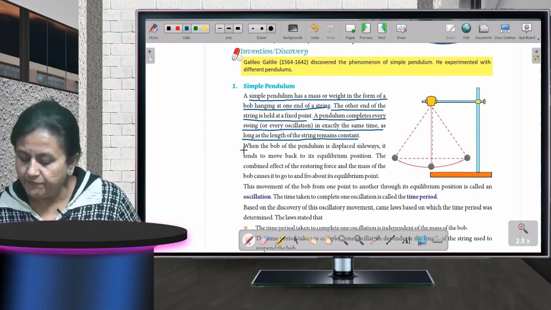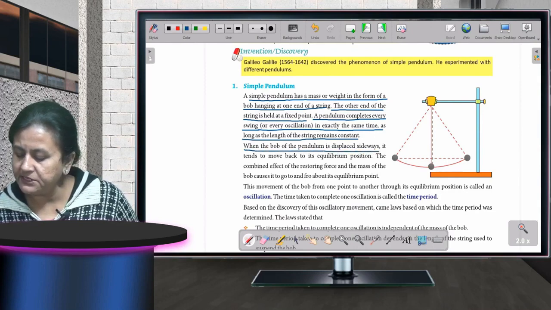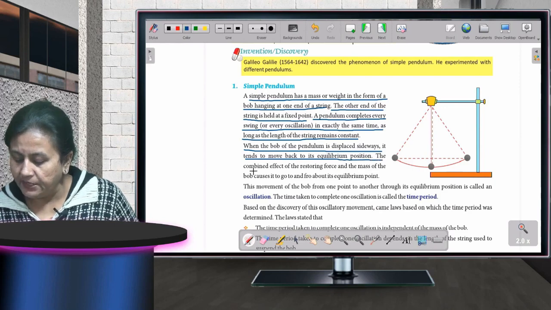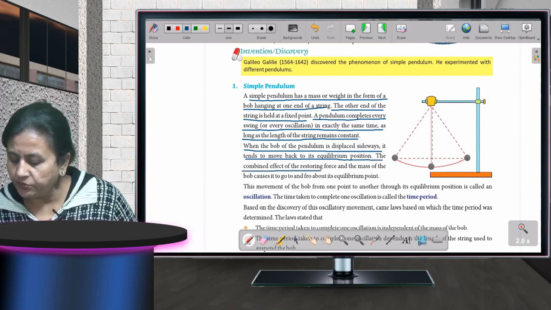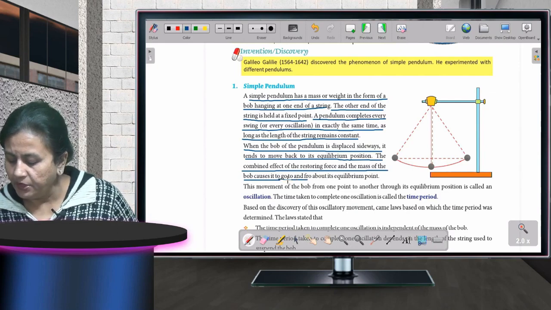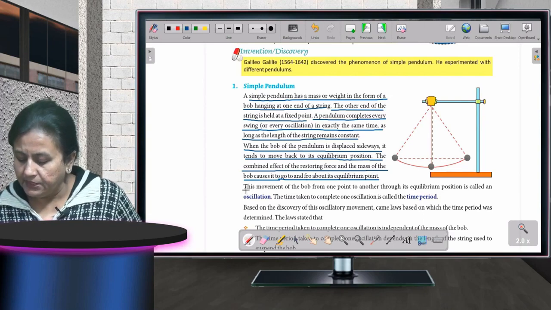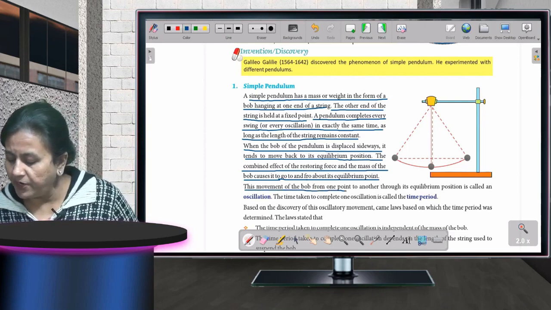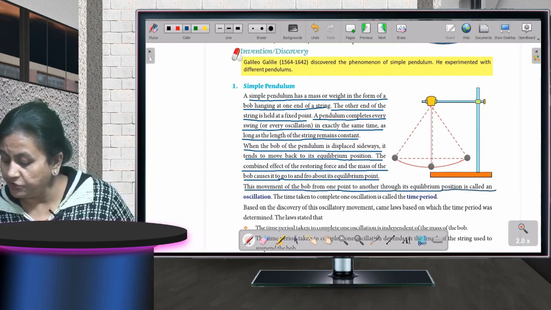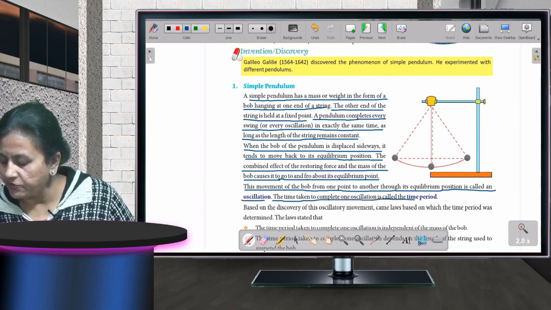Fine children, when the bob of the pendulum is displaced sideways, it tends to move back to its equilibrium position. The combined effect of the restoring force and the mass of the bob causes it to go to and fro about its equilibrium point. This movement of the bob from one point to another and back to its equilibrium position is called oscillation. The time taken to complete one oscillation is called the time period.